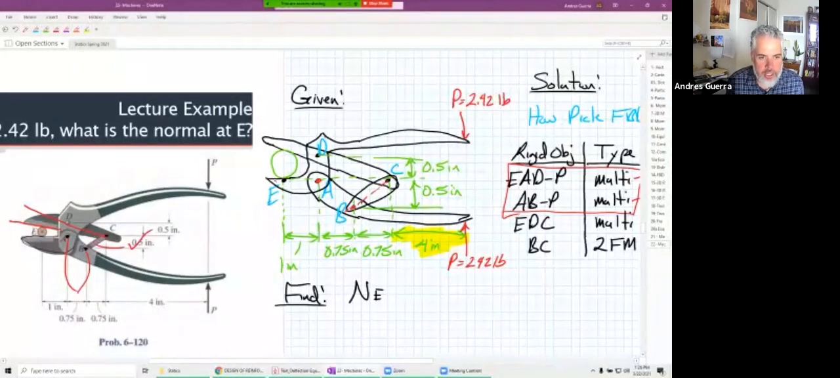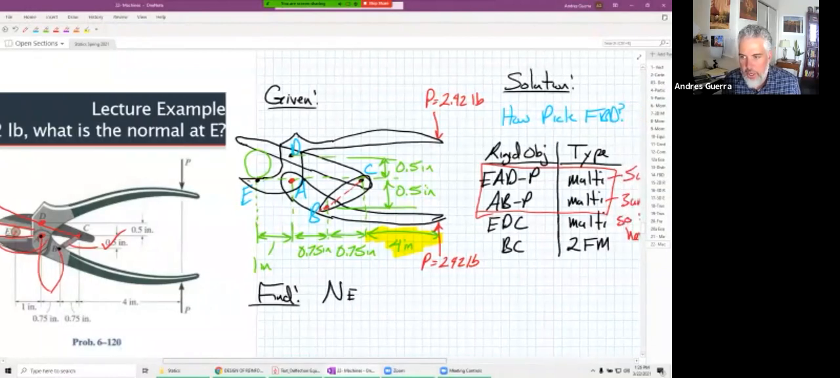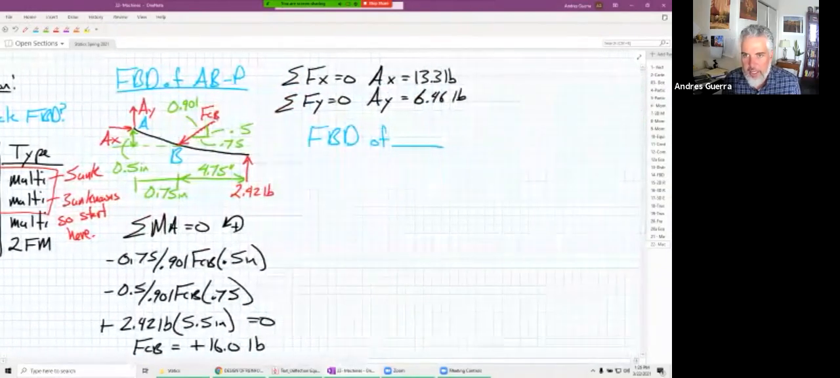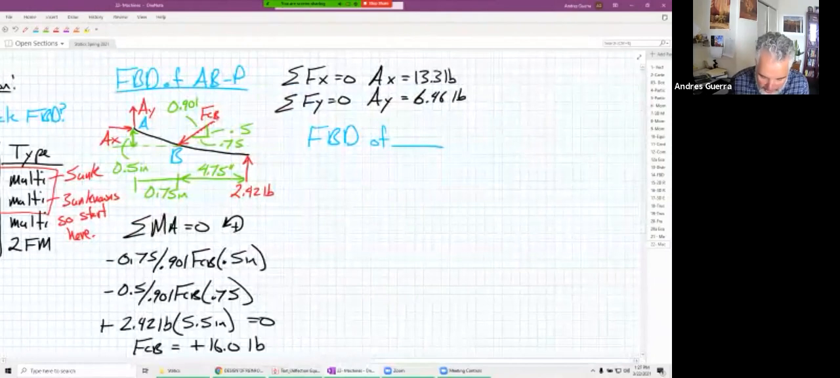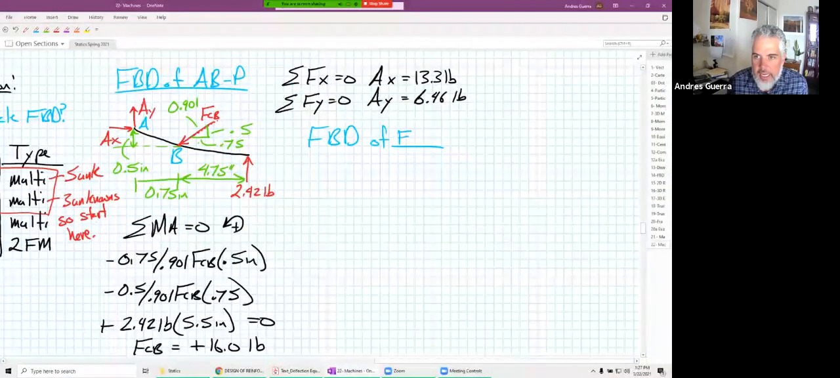So the other one that touches E is the bottom jaw to the top handle. Now that we know AX and AY, we're going to have 3 unknowns. It's going to be a DX and a DY, the normal force at E, and we have a known value of P over there. So our next FBD is going to be, by process of elimination, the FBD of ED, what was it?